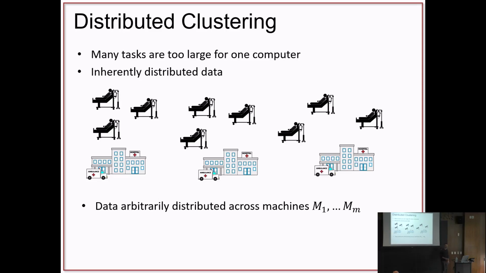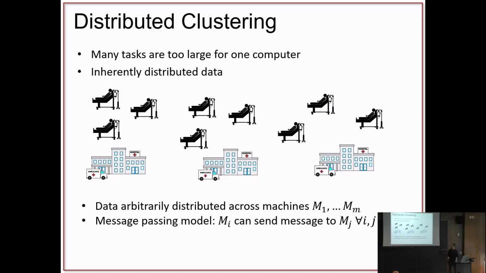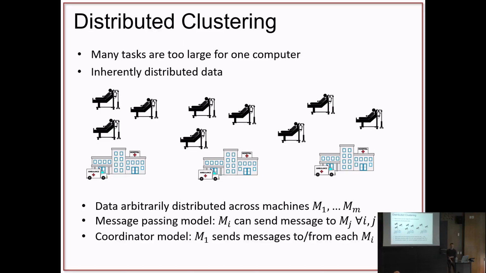So no assumptions at all about what data goes to what machine. And so I'm going to talk about two simple models of distributed computation. There's the message passing model where any machine can send a message to any other machine. And this is very similar to the coordinator model where we set one machine, say machine 1, to be the coordinator, and then each machine can just send a message to and from the coordinator. So these are actually pretty much the same up to a factor of 2, because you can simulate an algorithm in the message passing model by just sending all your messages through the coordinator.